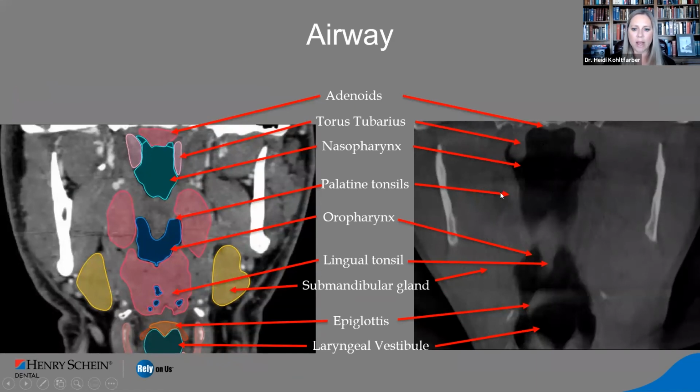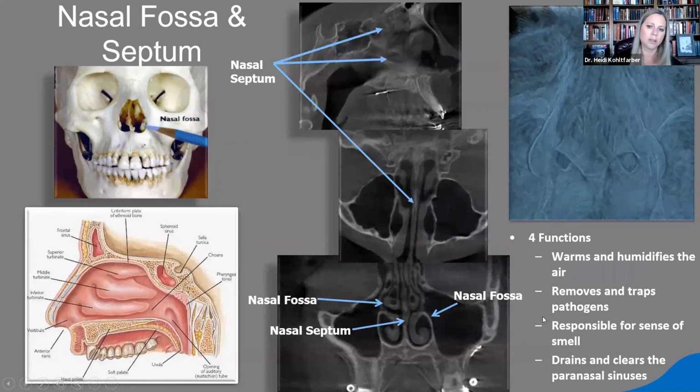We're going to have our palatine tonsils on either side. This is our oropharyngeal region, and we're going to have our lingual tonsils coming in. So as we're scrolling through, you also in this region will have your submandibular glands, your epiglottis, and this is your laryngeal vestibule.